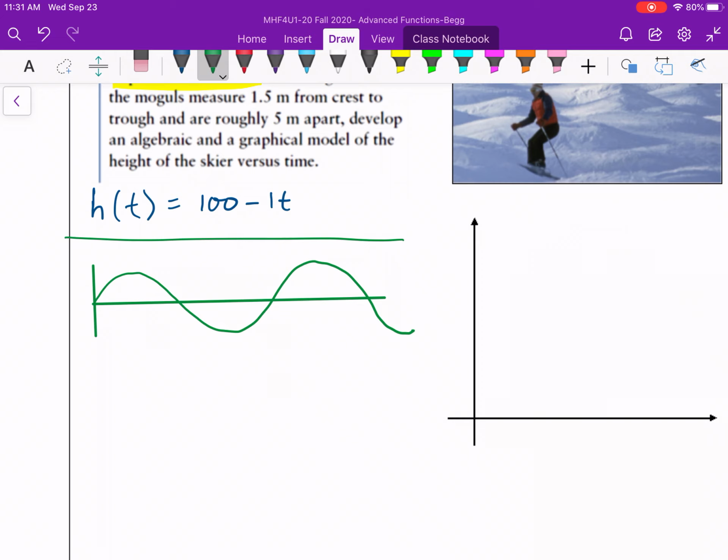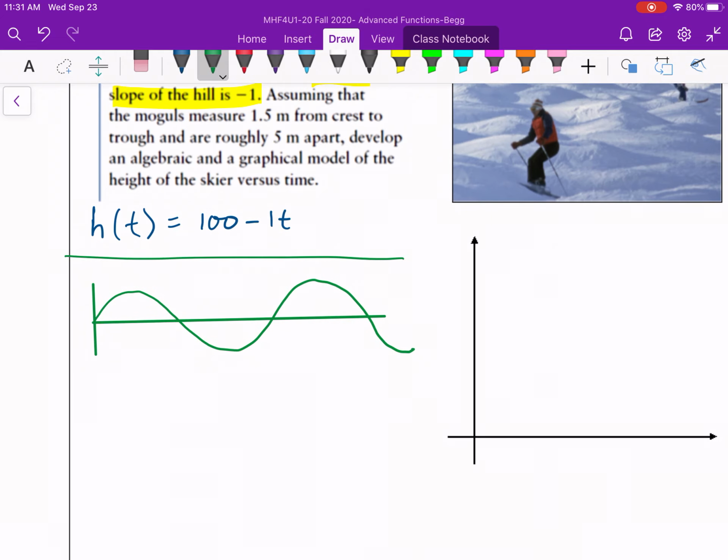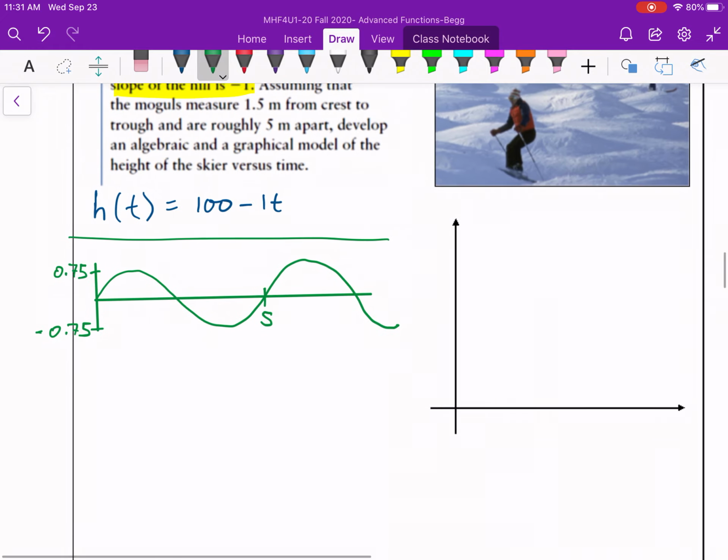So from the information, they're 1.5 meters from crest to trough. That means that the difference between the crest and the trough is 1.5 meters. Let's say it's plus 0.75 and minus 0.75. And we know that they're roughly 5 meters apart. Well, that just gives us our period. And we can come up with an equation. We just talked about trig functions recently. We can say that, let's say m for mogul, is equal to the amplitude.